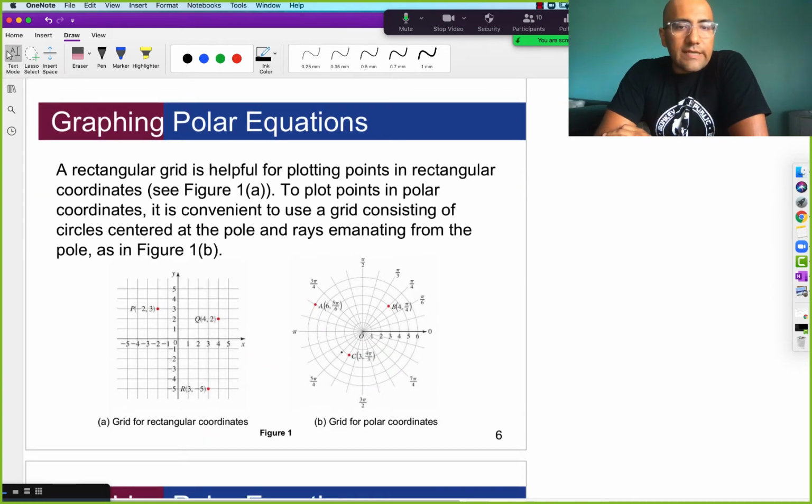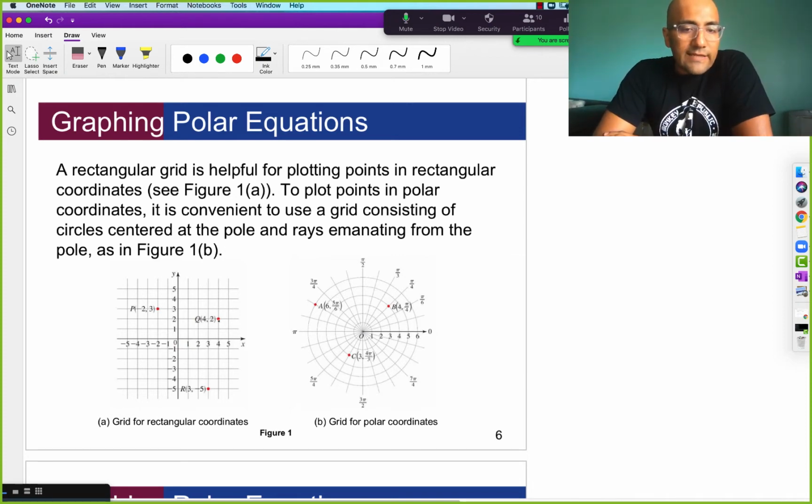A rectangular grid is helpful for plotting points in rectangular coordinate systems, right? So here's a rectangular grid, the Cartesian coordinate system. It's two number lines. The x-axis is a number line. Here's the origin, 0, and we have positive values to the right, 1, 2, 3, 4, 5, and negative values to the left. Then we have another number line perpendicular to it, the y-axis, where positive numbers count up and negative numbers count down. We're very familiar with the rectangular coordinate system.